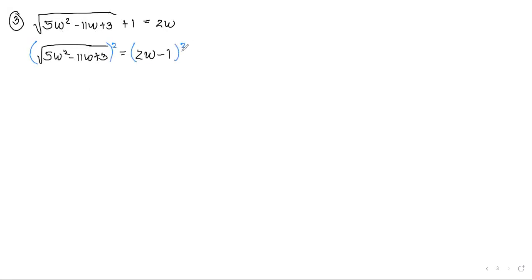Again, kung anong gagawin mo sa isang side ng equation, gawin mo rin sa kabila for the sake of equality. So, ayan. Square root of this is just this. Square root of something squared equals that something. 5w squared minus 11w plus 3 equals, expand. Paano nga ulit yung gagawin kapag ganyan?